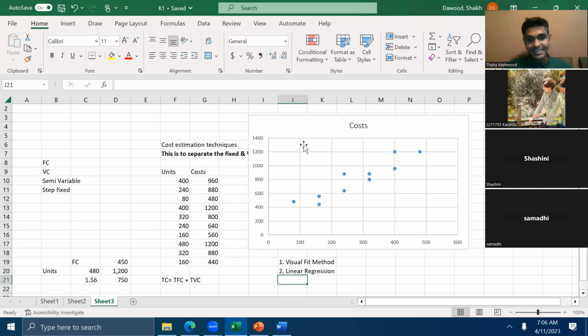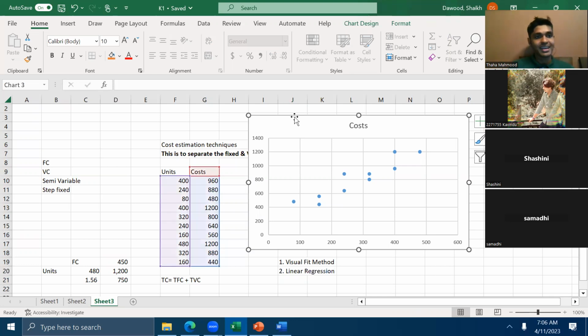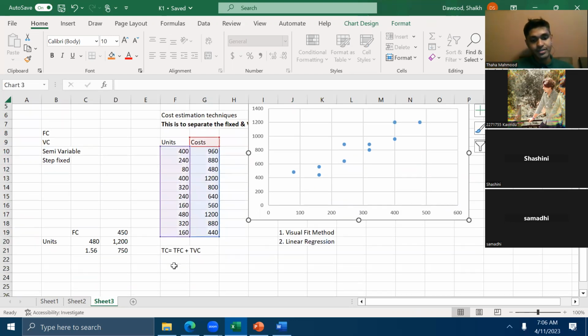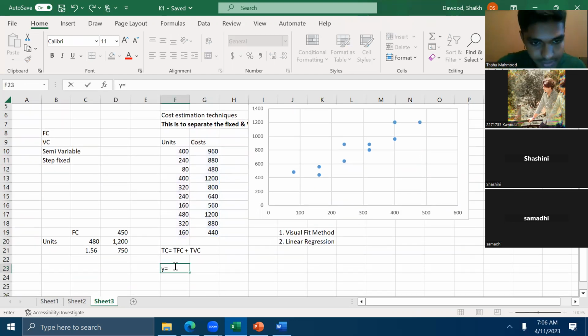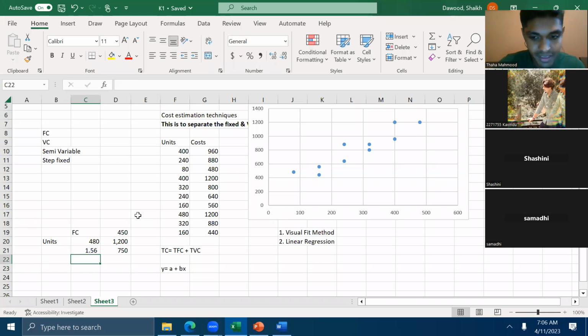Either it's not in our syllabus. Our equations, we put a equals equation one and b equals equation two, and we will find out y equals a plus bx. That is what we found here too.